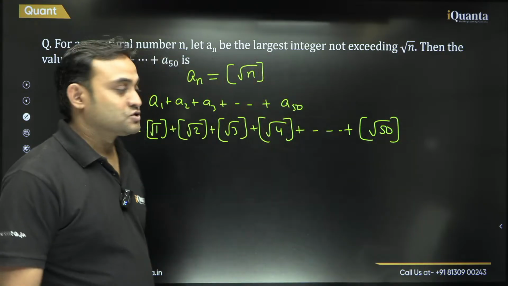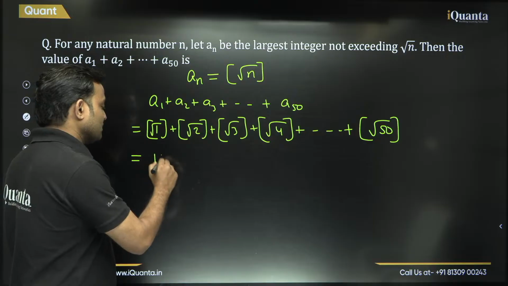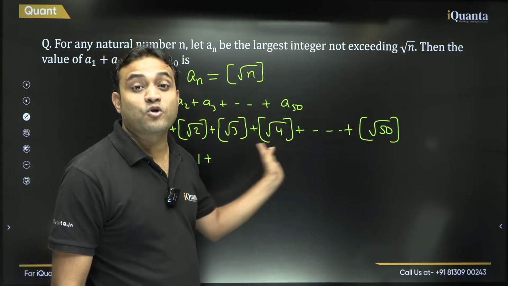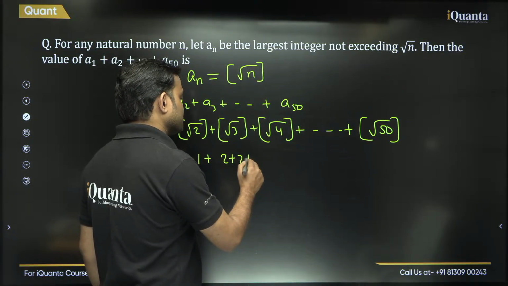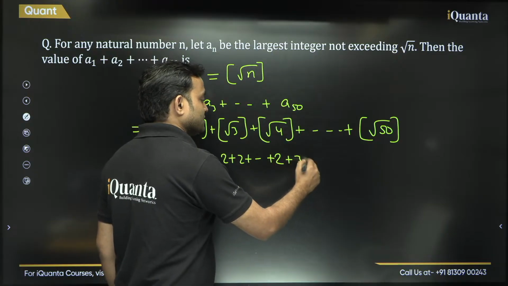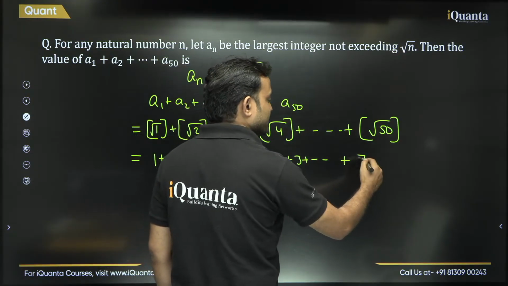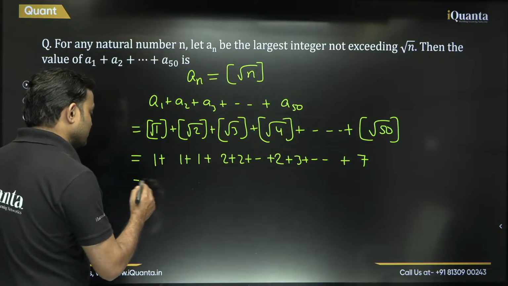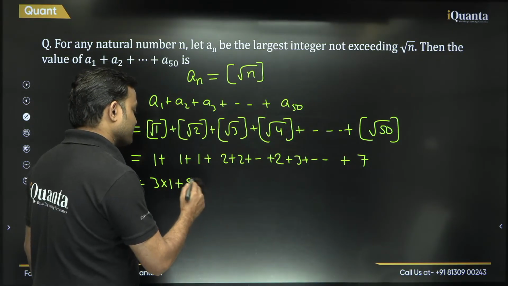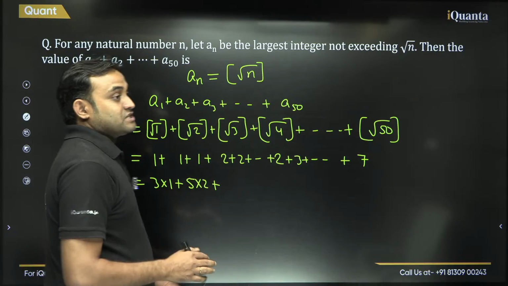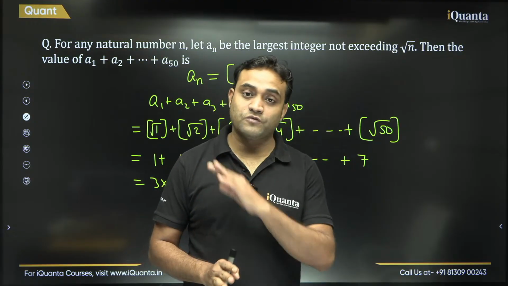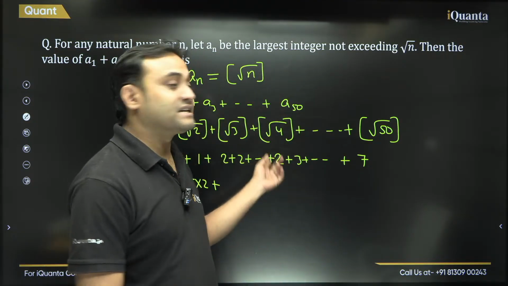So what will happen? This will be 1, this will be 1, and this will be 1. Then from square root of 4 onwards, it will be 2, till square root of 8, it will be 2. Then it will be 3, and in the end, it will be 7. How many times will 1 be there? It will be 3 into 1. How many times will 2 be there? It will be 5 times, 5 into 2: square root of 4, 5, 6, 7, 8. All of these will be 2 point something. Their greatest integer will be 2.